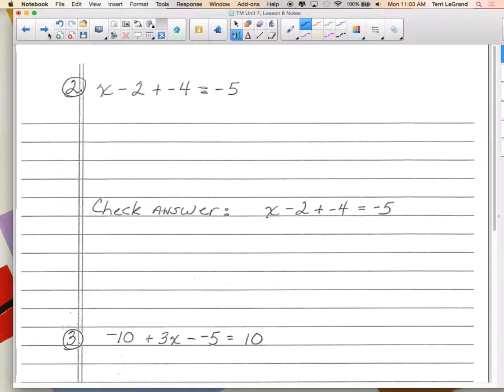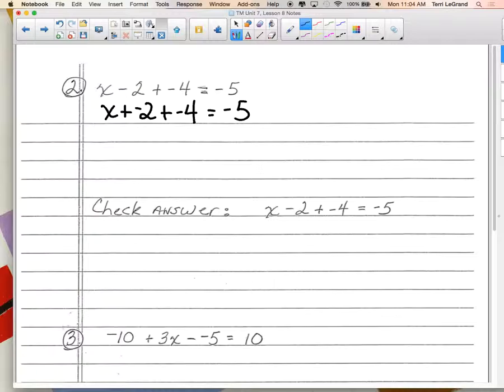What's first? Add the opposite. Looks like we have a subtraction between the x and the 2, so we'll change it to add what? -2. The opposite of 2 is -2. This one was already addition, so we don't need to change it. Okay.